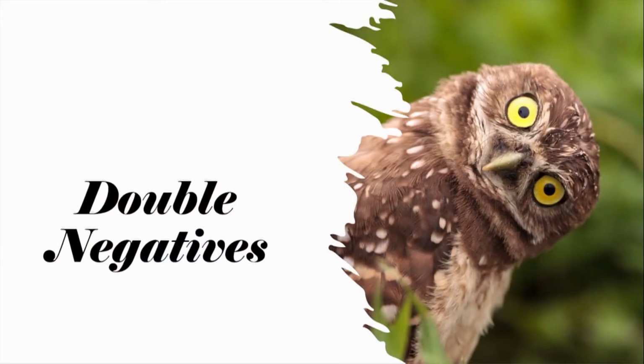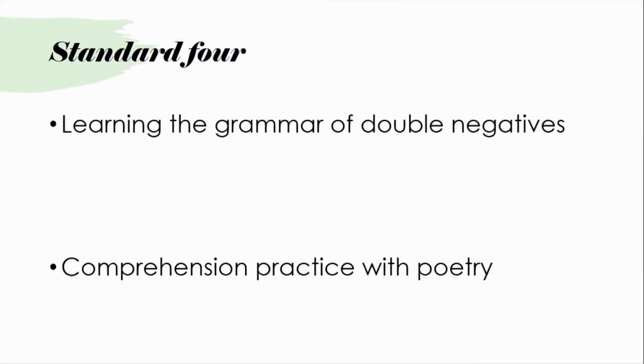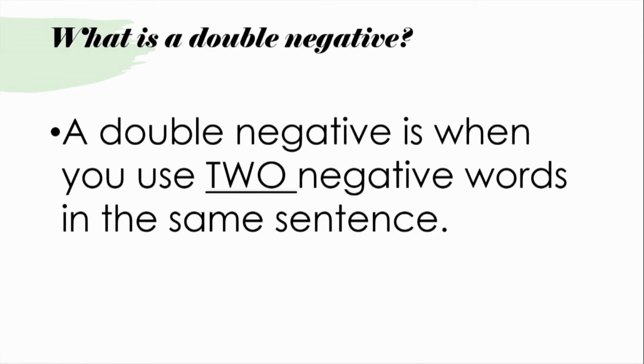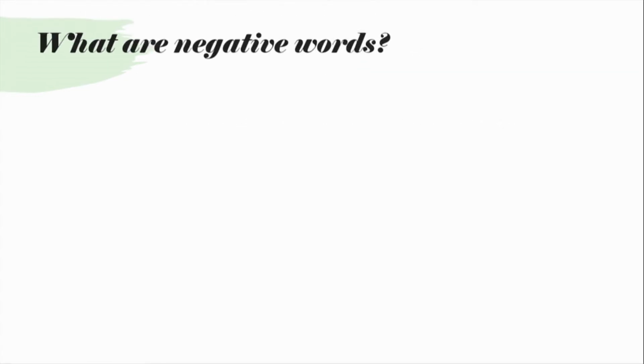So we're going to touch today in grammar something simple, double negatives. So this is for standard 4. And what are we going to learn? We're going to learn the grammar of double negatives, and then we're going to do comprehension practice with poetry. What is a double negative? A double negative is when you use two negative words in the same sentence.